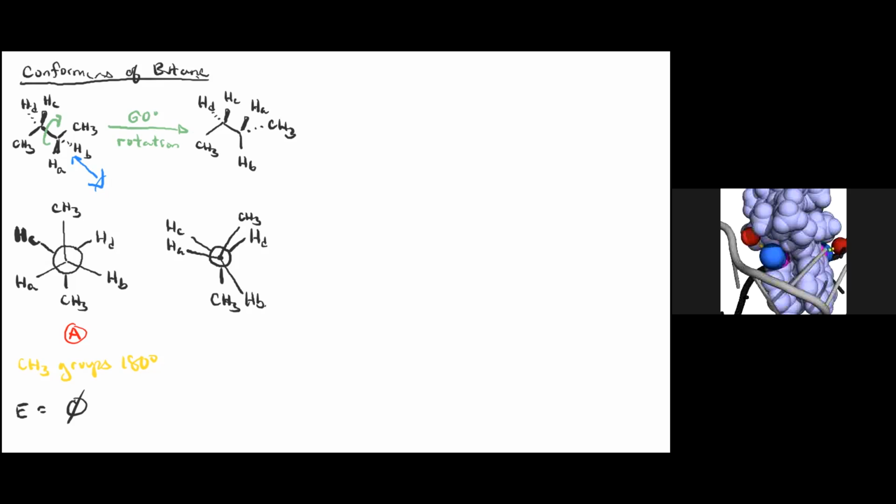Okay. So then we need to assign values to these eclipsing interactions, and we know how much this is. This is 0.9 kcals per mole. The methyl hydrogen eclipsing interaction is new, and that is 1.3 kcals per mole. And we get that twice. Okay, and so this is conformer B. And the relative energy then is 2.6 plus 0.9, which is 3.5 kcals per mole.